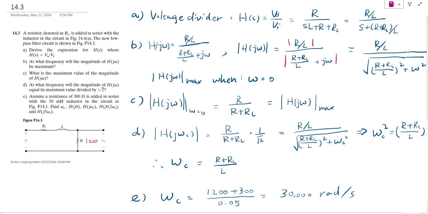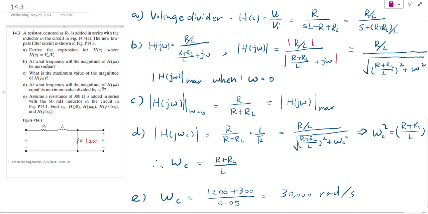So the voltage divider here is R over SL plus R plus RL. This is RL here, so three of them. Then we can collect terms, and we get something that looks like this. This is not an ordinary circuit, so we can't just use the given equation to find, for example, the cutoff frequency. We're going to prove that later.